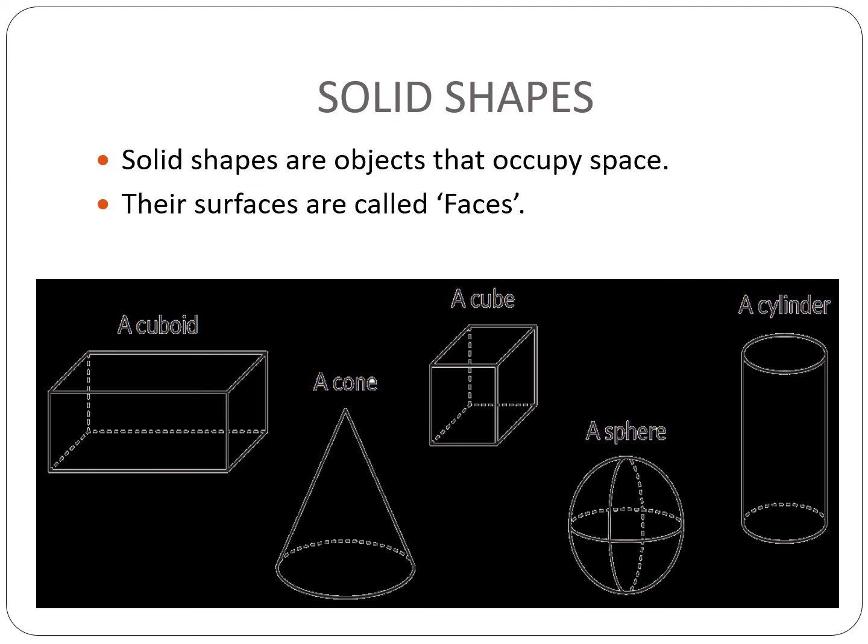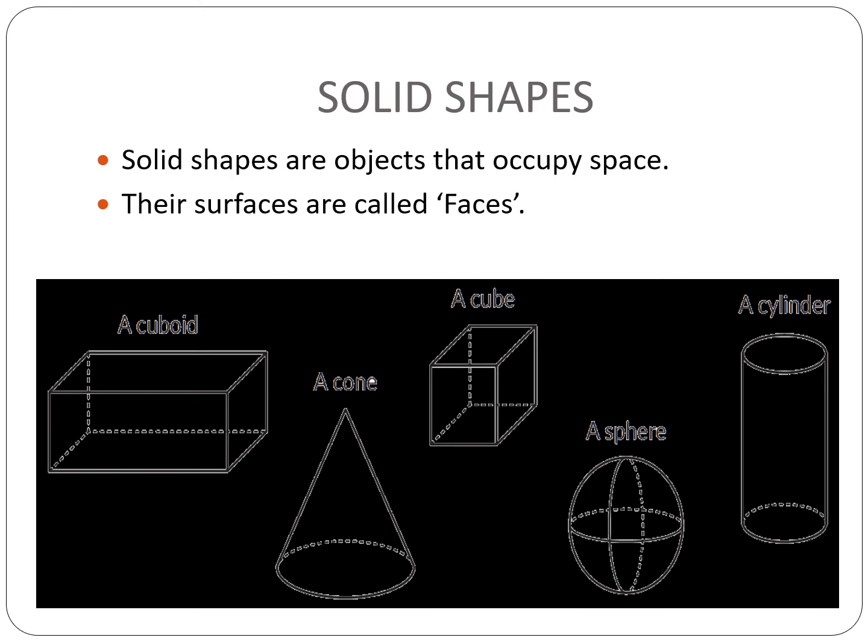Next we are going to learn solid shapes. What are solid shapes? Solid shapes are objects that occupy space. Their surfaces are called faces. Now I am going to introduce some solid shapes. The first one is a cuboid. The second one is a cone. The third one is a cube. The fourth one is a sphere. The last one is a cylinder.